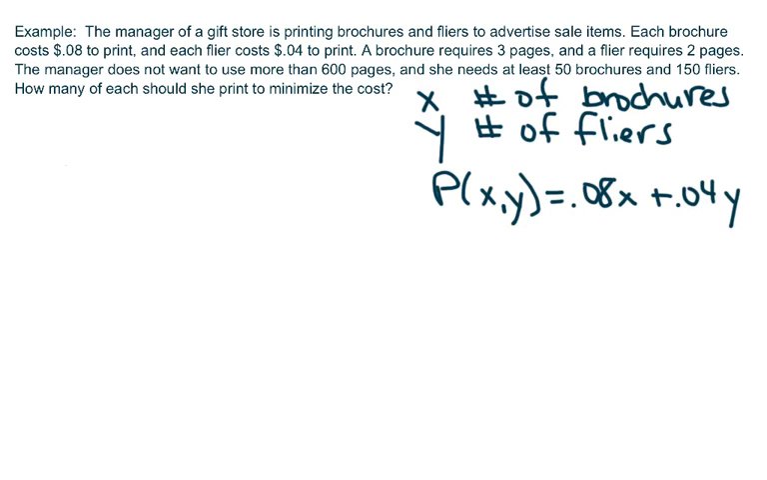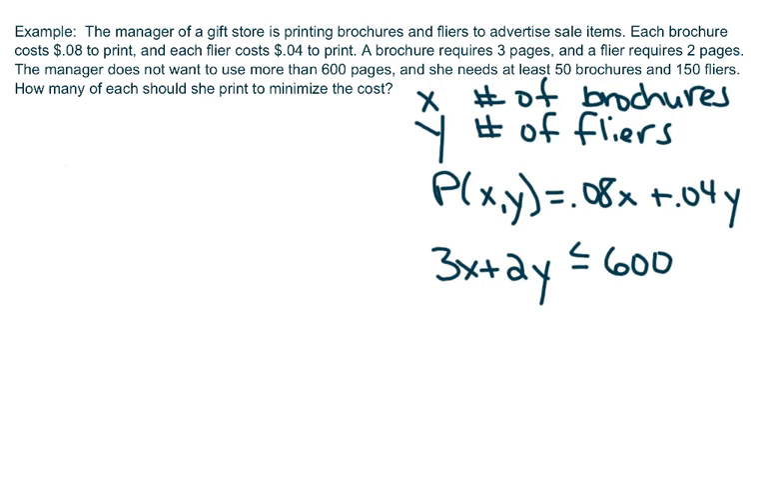So the next question is, what are my inequalities? Let's start back with a brochure requires 3 pages, any flyer requires 2 pages. So 3x plus 2y, and we said that we don't want to use more than 600 pages, so we need to use less than or equal to 600. There's one of my inequalities.